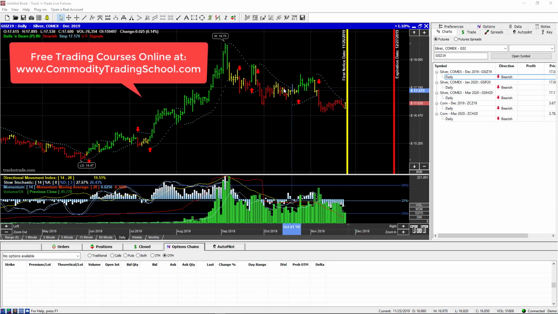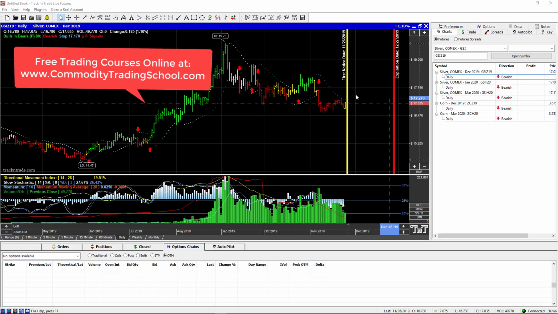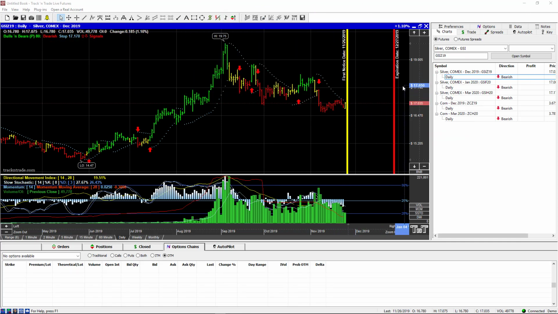You always want to make sure that you're looking for the contract expiration dates and knowing those first notice dates and expiration dates and when you need to be out of this market and not trading. So we need to roll over into the next contract month. So with silver, in this case, the next contract month is January.